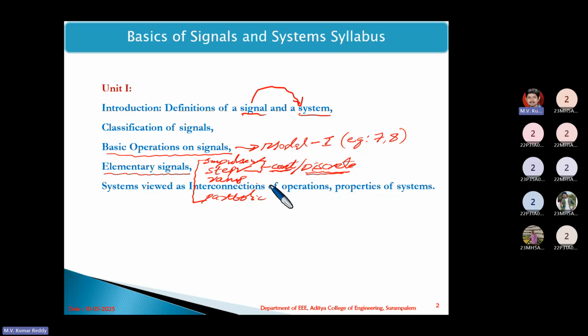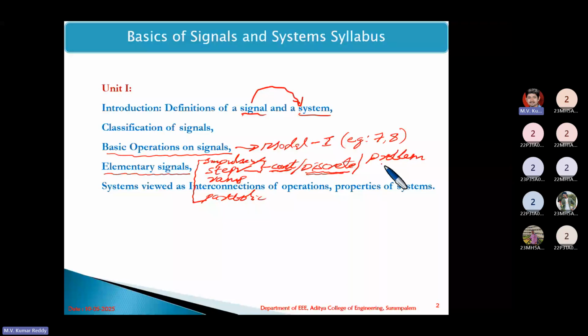In these elementary signals, if impulse and step are given, you have to write impulse continuous, impulse discrete, step continuous, step discrete. Next ramp continuous and ramp discrete, parabolic continuous and parabolic discrete. That is how you have to write in the exam. This is the theory, and in problems, we have model 2.